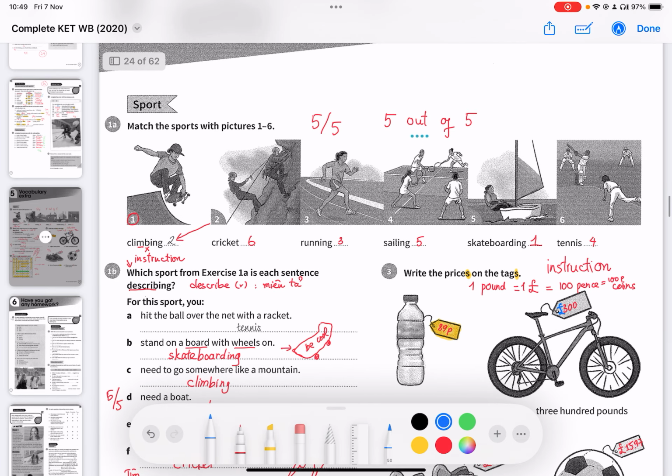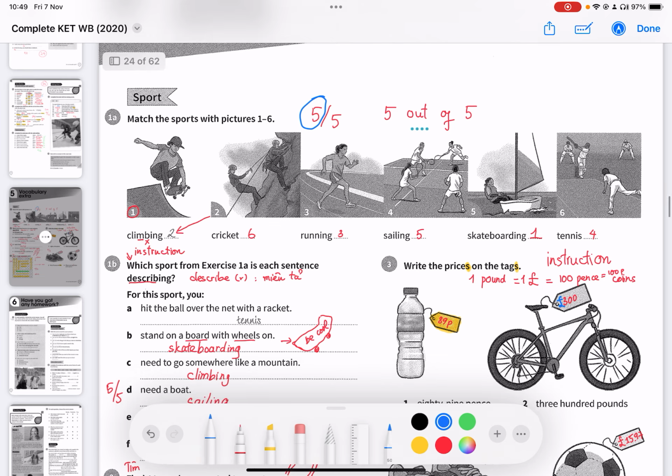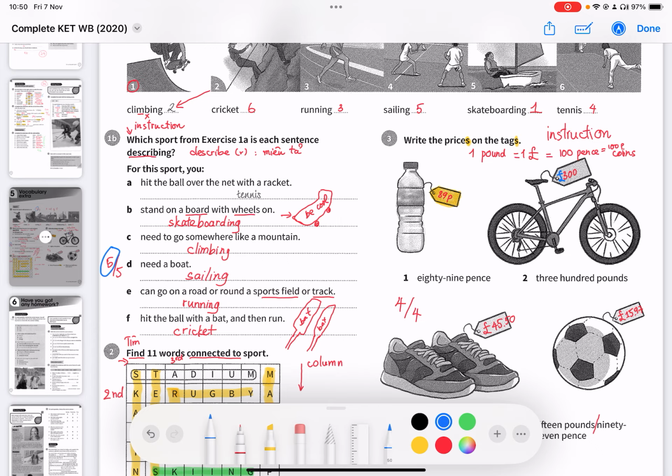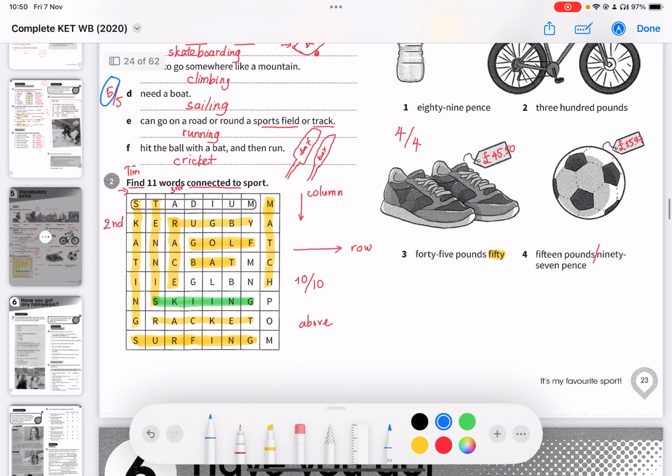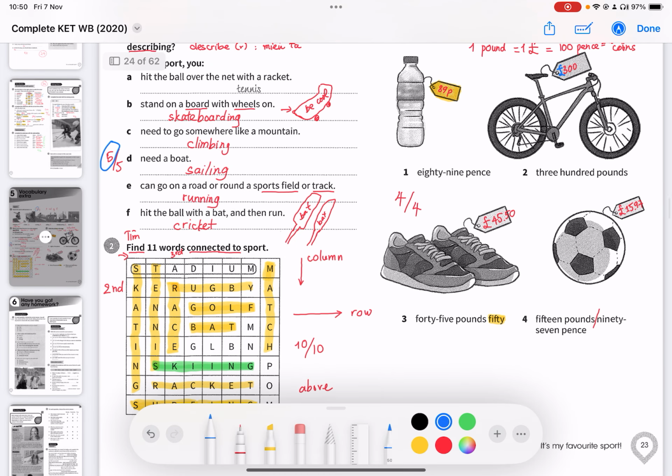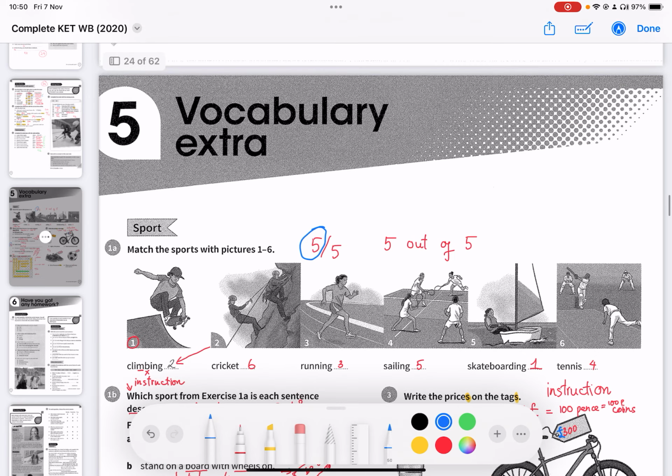All right, so exercise 1A, 5. Exercise 2, 5. 5 plus 5 equals, yes, 10. 10 plus 10 equals, yes, 20. 20 plus 4 equals 24. Yes, so if you are doing an excellent job, you can get 24 out of 24. Okay, let's see how many did you get? Good job. I hope you did it well.